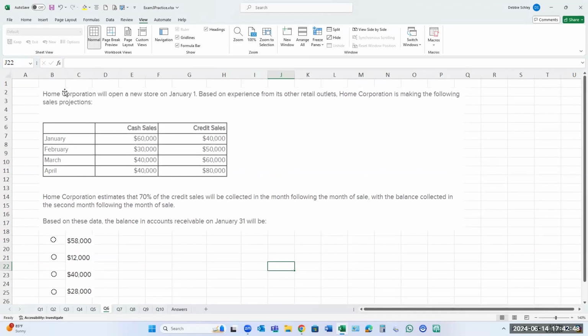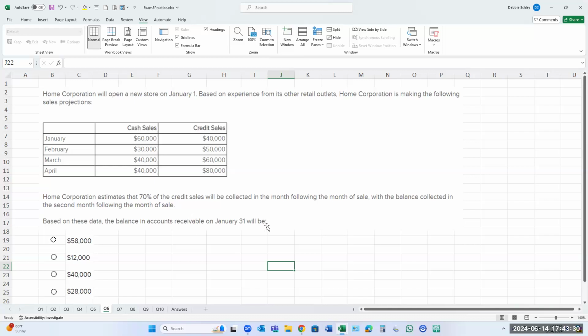Okay. Home Corporation will open a new store on January 1st. Based on experience from its other retail outlets, Home Corporation is making the following sales projections. So they give us cash sales and credit sales. Home Corporation estimates that 70% of credit sales will be collected in the month following the month of the sale, with the balance collected the second month following the month of the sale. So that means credit sales will be collected starting the month after the sale. Based on this data, the balance in accounts receivable on January 31st would be.